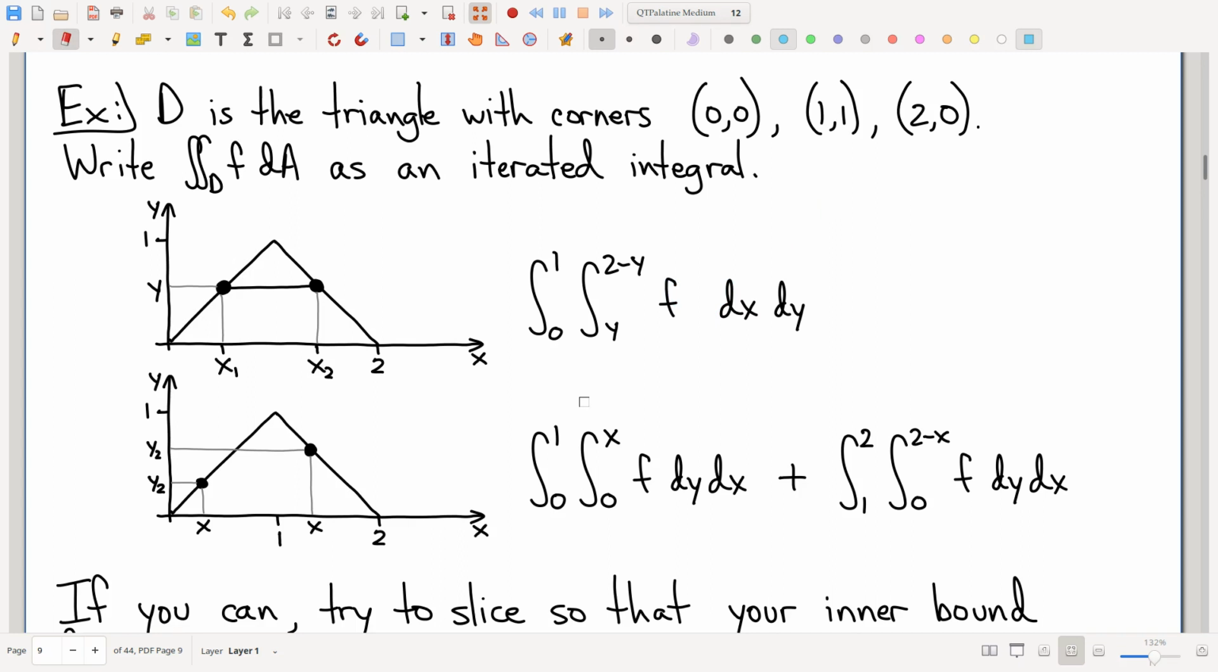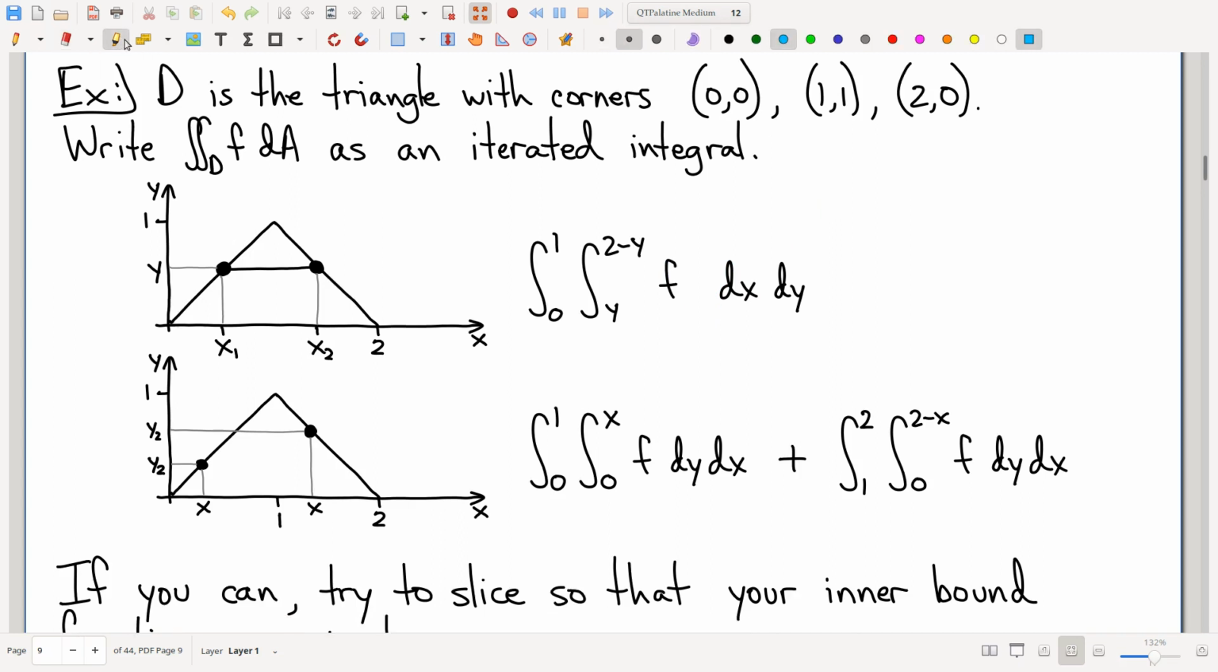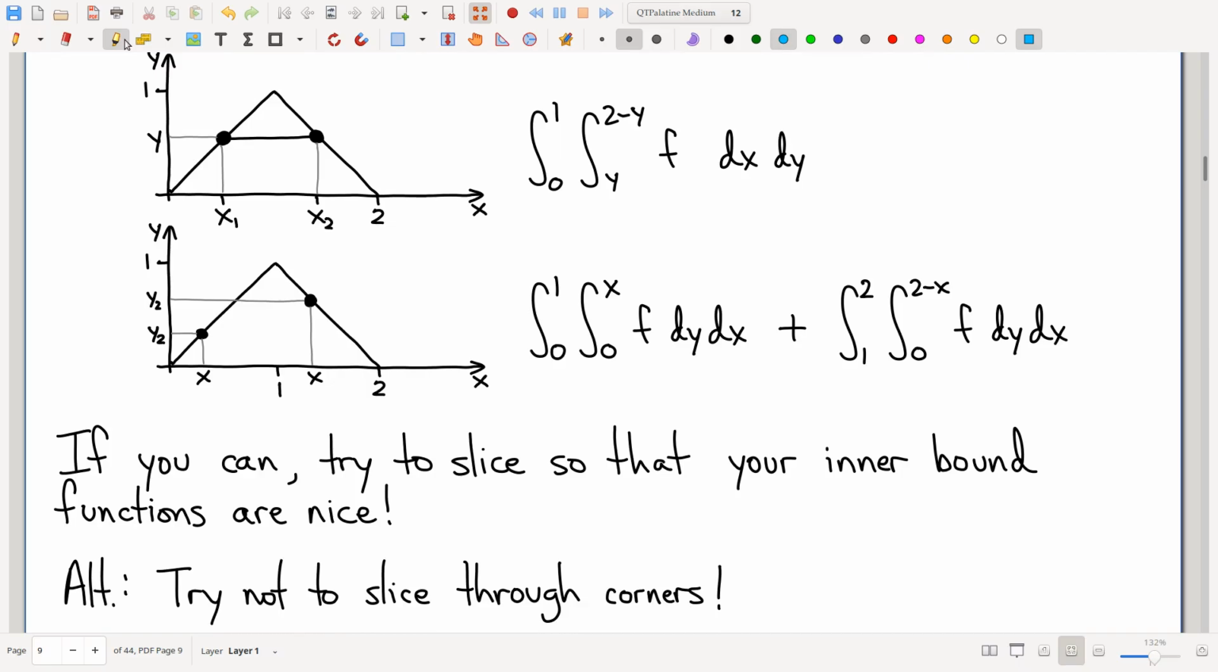Where things get weird is when we slice this way, dy dx. Things get weird as follows. Let's think about the range of values of x. Well, x goes from 0 to 2, so it seems. Okay, well, here's the problem.